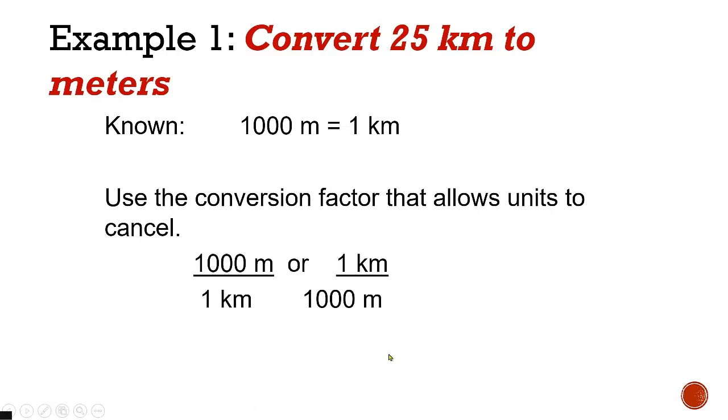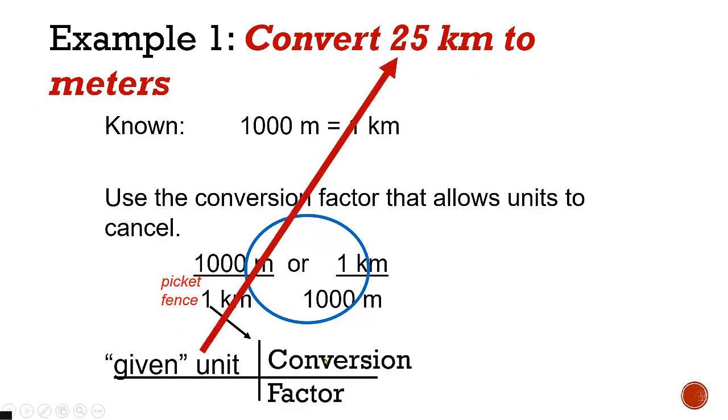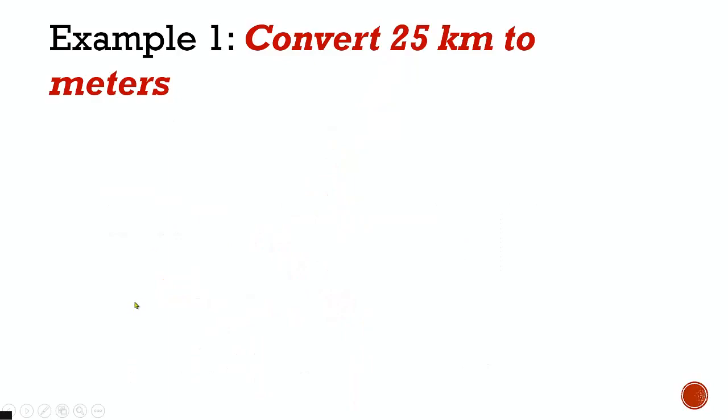Which way am I going to write? That depends on my answer. They want meters. So I want for my conversion to be a meter because this is going to be a 2-box problem because there's a direct connection between kilometers and meters. So I set up my table. This is our picket fence. So first box, I'm going to put in my given unit, which is going to be the 25 kilometers, and then I'm going to do my conversion unit, right? And we said we want meters, so we're going to use this one on the left.